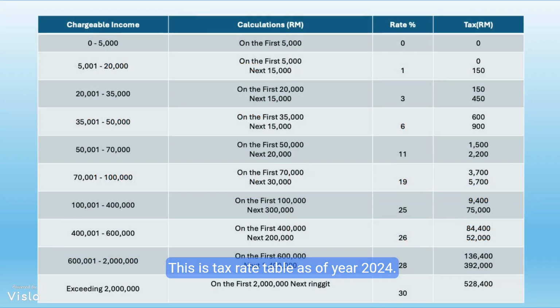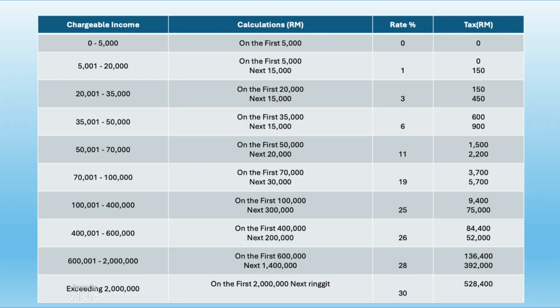This is the tax rate table as of year 2024. The first column indicates the taxable income tier. The second column gives the split calculation. The third column is the tax rate for the remaining taxable income after the first split. The last column is the tax amount.